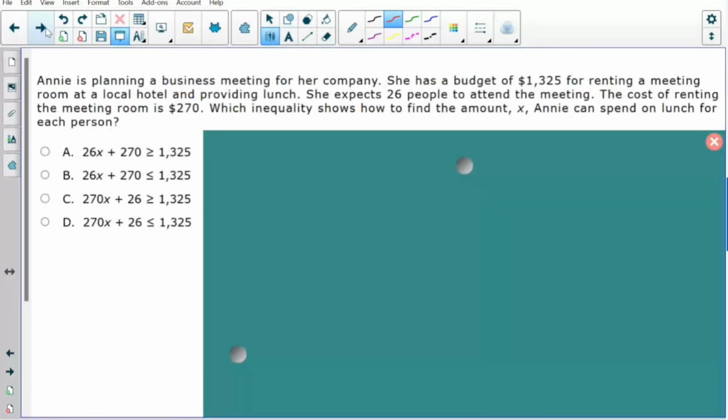This one says, Annie is planning a business meeting for her company. She has a budget of $1,325 for renting a meeting room at a local hotel and providing lunch. She expects 26 people to attend the meeting. The cost of renting the meeting room is $270. Which inequality shows how to find the amount x Annie can spend on lunch for each person? For this one, I'm going to ask you to pause the video and use the CUBES method to solve.